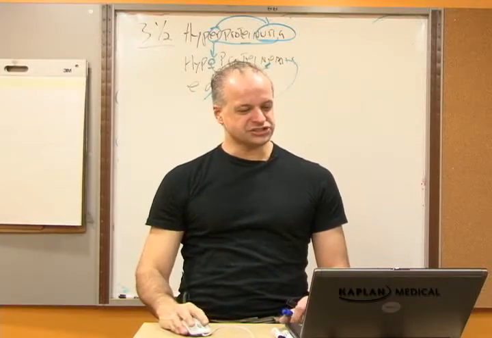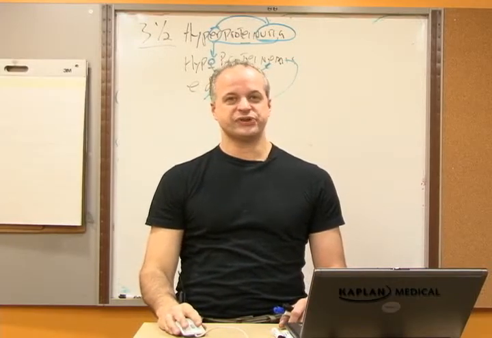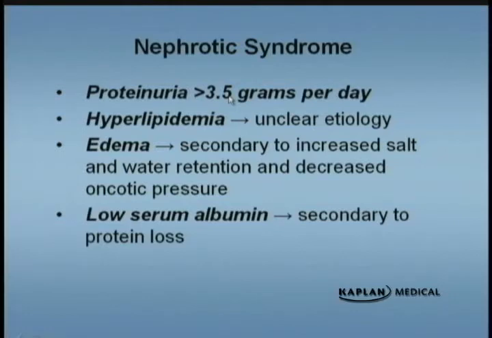Now let's take a look here at this slide. Hyperproteinuria, 3.5 grams of protein. Which form of nephritic syndrome that we described before, which of the forms of glomerulonephritis can cause nephrotic syndrome? And the answer is any of them can. Any of them can.